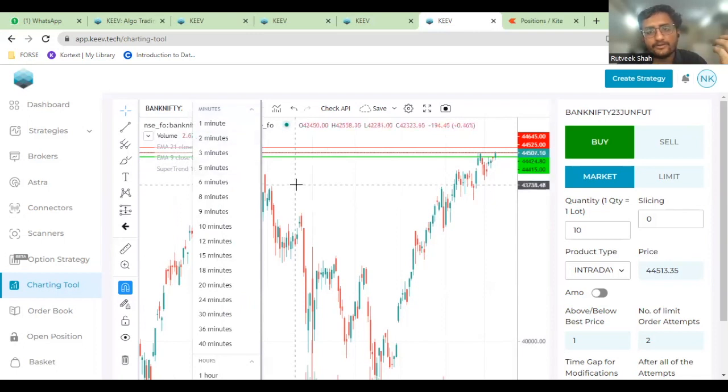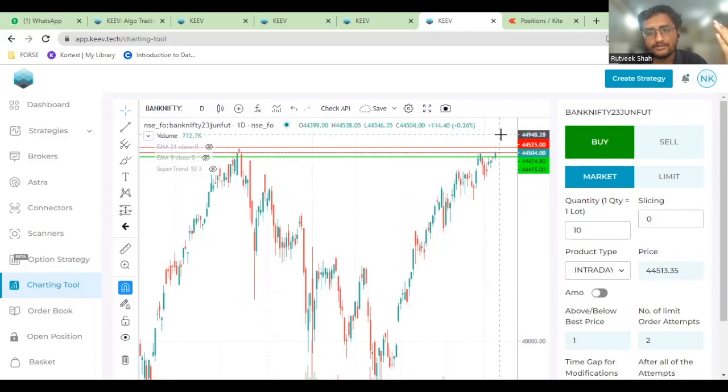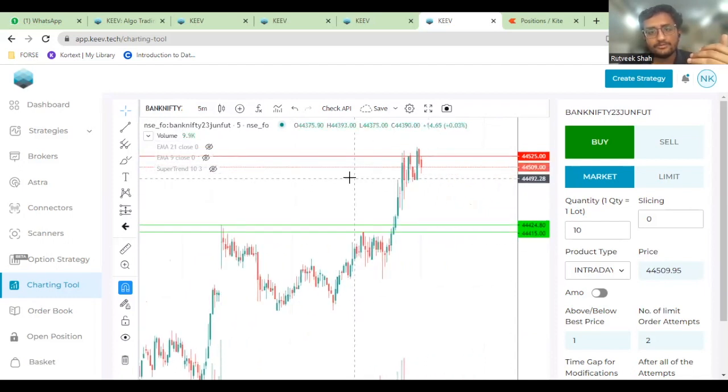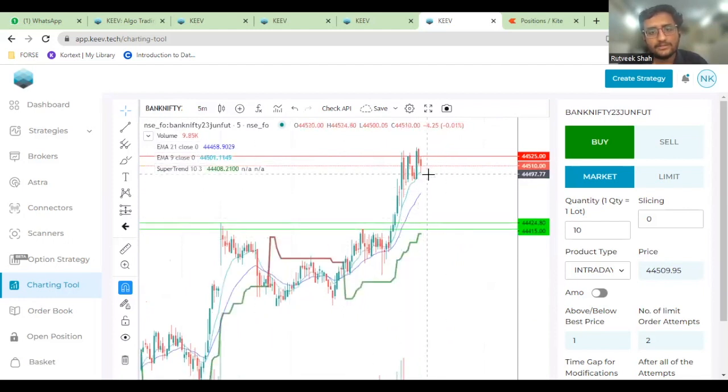To benefit from this view and this current setup, we'll sell the call side. From the 5 minute chart, we can see that there is a high possibility that this is the pullback level around 44,400, so we want to benefit from the small downside move from here. There will be small support from all these three levels: the 9 EMA as I saw earlier, the 21 EMA, and it should be from the super trend as well.